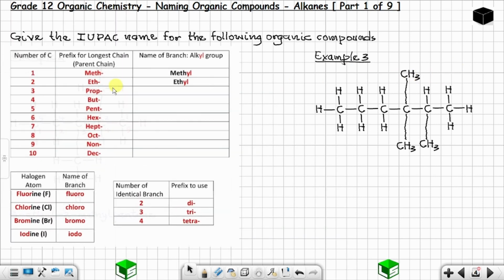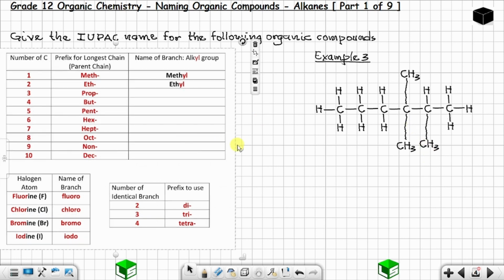Okay, now let's see how we can name this compound. Let's identify the longest continuous chain. So you have 1, 2, 3, 4, 5, 6. Is this the longest? I can also do this 1, 2, 3, 4, 5, or I can do this 1, 2, 3, 4, 5, 6. This one. So the longest continuous chain is made up of 6 carbons. Okay, so let's just take the straight one, which is this one. So it will be 1, 2, 3, 4, 5, 6. Okay, and these will be branches.